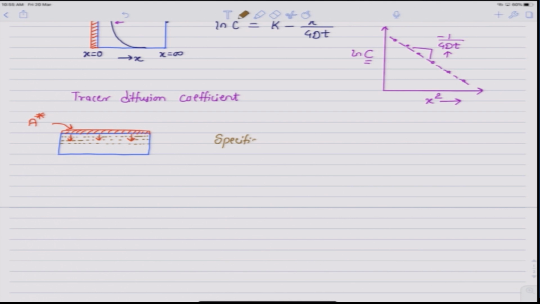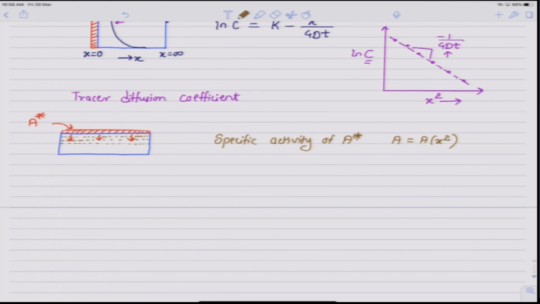the specific activity of A star is measured in each slice, and the specific activity, which is written as A, is plotted as a function of x square, that is the square of the distance from the surface.